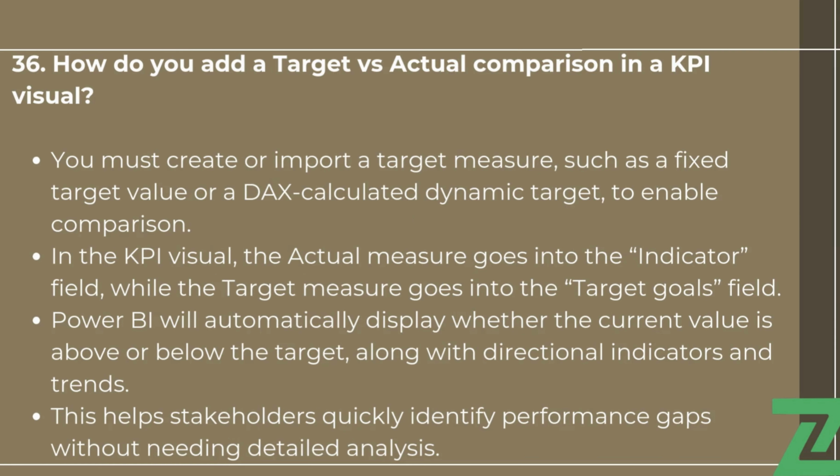36th question. How do you add a target versus actual comparison in a KPI visual? You must create or import a target measure, such as a fixed target value or a DAX calculated dynamic target, to enable comparison. In the KPI visual, the actual measure goes into the indicator field, while the target measure goes into the target goals field.